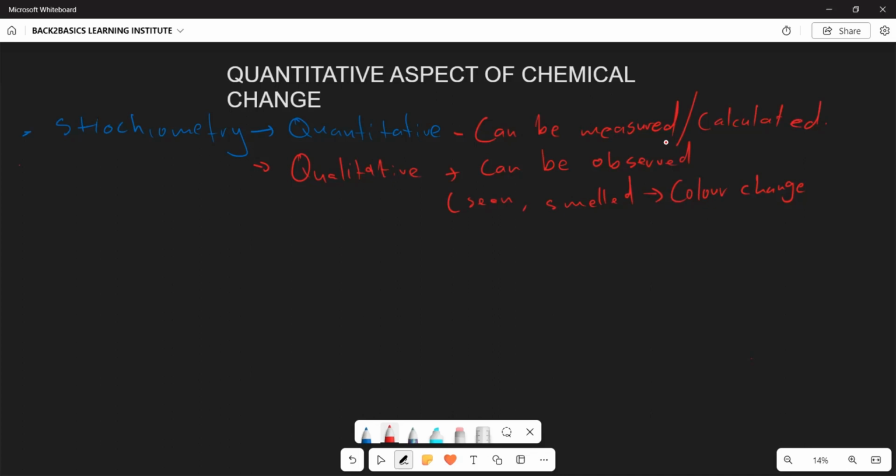Now we are going to start by understanding the concept of a mole, right? Let's start here. We all know that atoms, molecules and ions are too small to be counted, and therefore scientists came up with a way to try and count them.